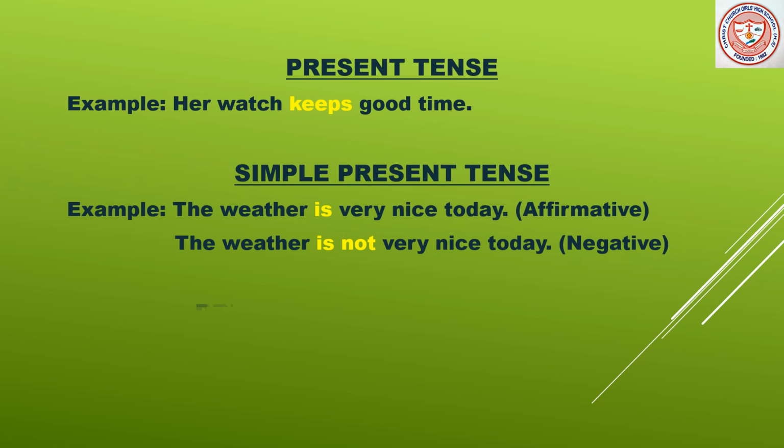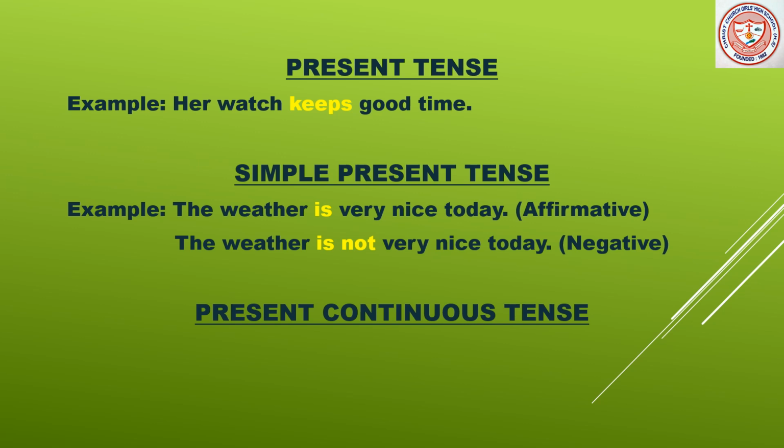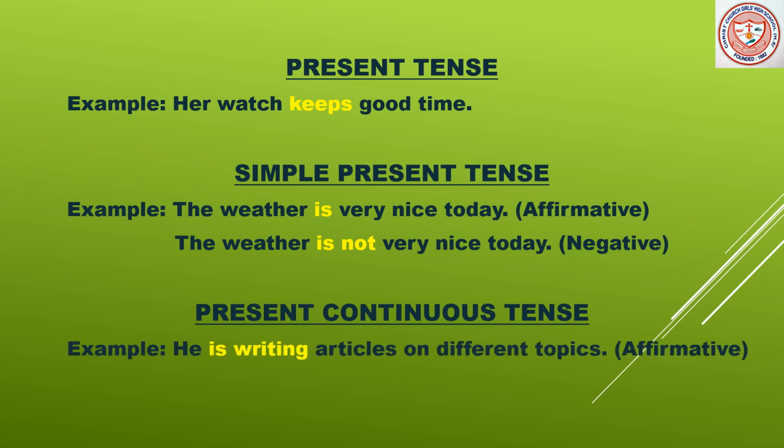Next type is present continuous tense. Present continuous tense is used when an action is continued or going to be continued in near future. Clear? Let us go through the example. He is writing articles on different topics. This sentence is falling under present continuous tense.